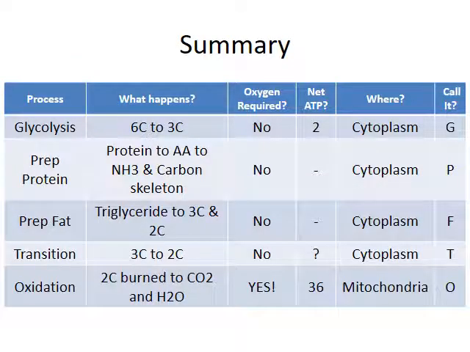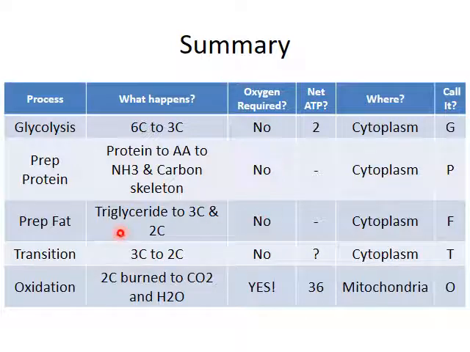If we go through and summarize what we've talked about so far, we have each of our processes here, the code letter that we're going to use in this class. Very simply, what happens? Glycolysis, we have 6 carbons going to 3 carbons. No oxygen required, 2 ATP generated. Where does it happen? The cytoplasm. Prep protein: protein to amino acids, to ammonia and a carbon skeleton. We don't require oxygen for this. There's no ATP generated. We have things prepped in the cytoplasm, so they might go on to be respired, burned, to CO2 and water.